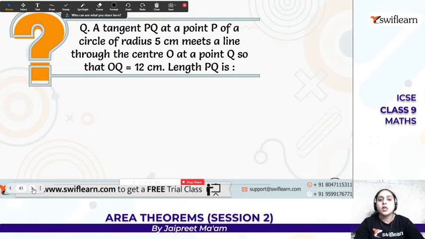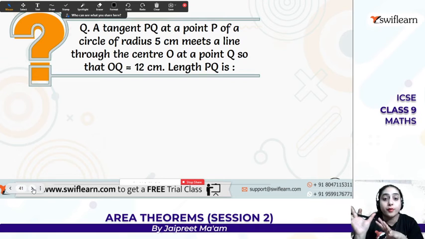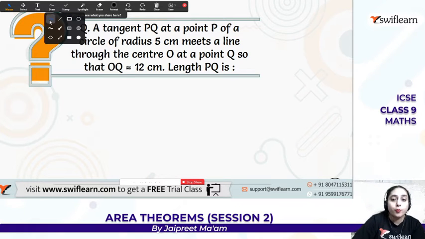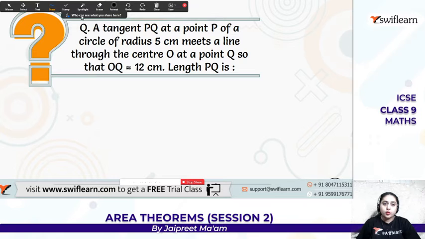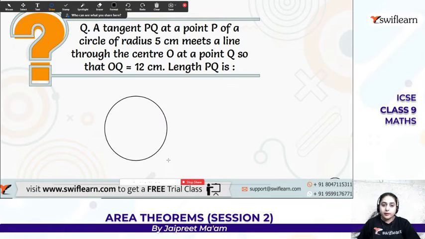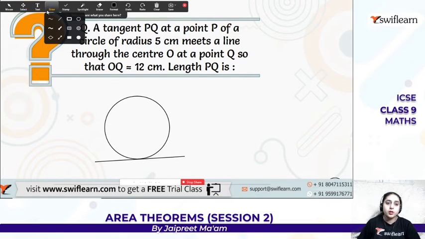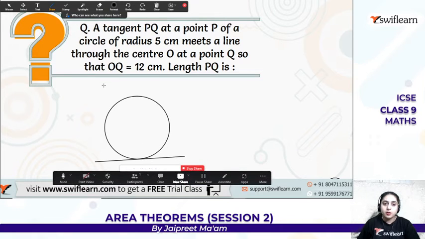Let's solve some questions. A tangent PQ at a point P of a circle of radius 5 centimeter meets a line through the center O at a point Q, so that OQ is 12 centimeter. We have to find the length PQ. Now let's see what the question is saying. First we will draw a circle obviously of 5 centimeter radius. So remember it's 5 centimeter and a tangent is drawn, only at one point. So PQ is a tangent. Okay, so we have to find the length of PQ.